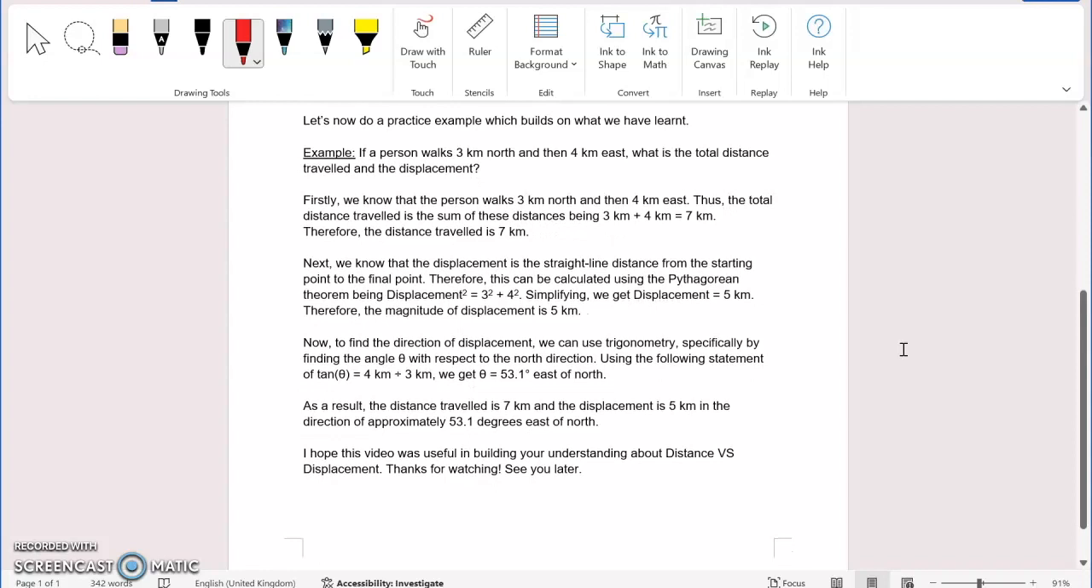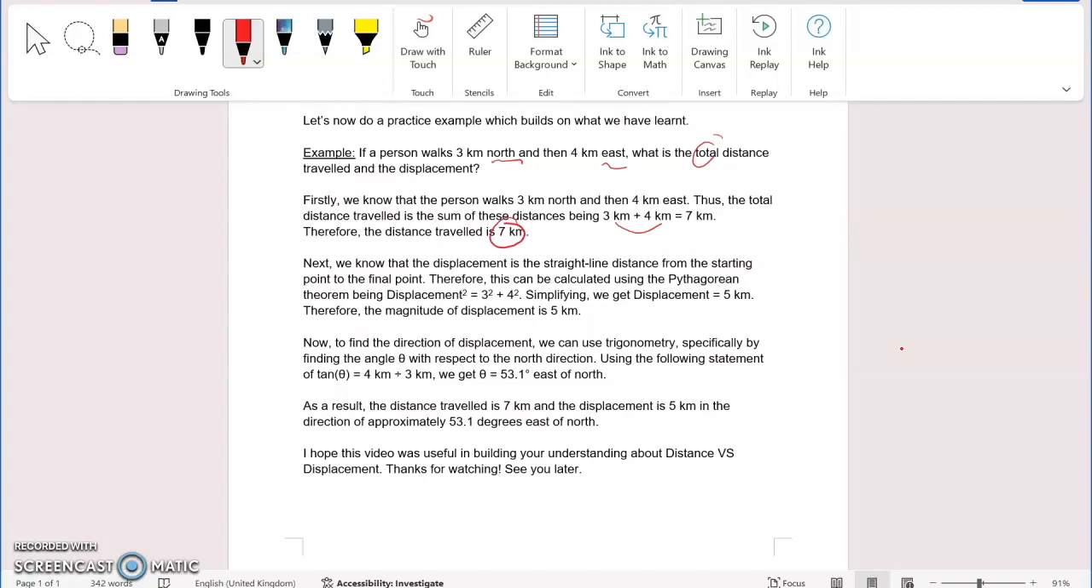So the example that we have here is a person walks 3 km north and then 4 km east. What is the total distance travelled and the displacement? Firstly, we know that the person walks 3 km north and then 4 km east. Thus the total distance travelled is the sum of these distances, being 3 km plus 4 km, which equals 7 km. Therefore distance travelled is 7 km.